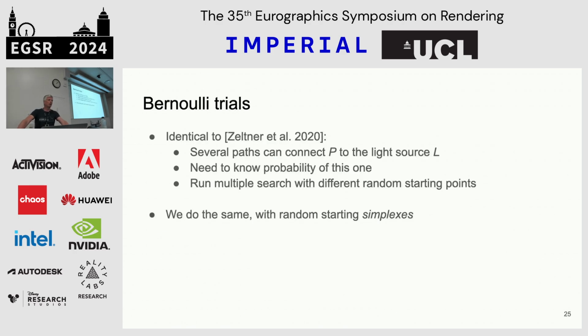There is a key point in the paper of Zeltner and colleagues on specular manifold sampling, which is that you can have multiple paths connecting the same point to the light source. In order to have a valid estimate, you need to know the probability of the path you just found, so you have to actually run multiple searches to check if this is the most obvious path or actually a rare path that you found by chance. So Zeltner does that by running multiple searches with different starting points. We do the same thing, except we run multiple searches with different starting simplexes.